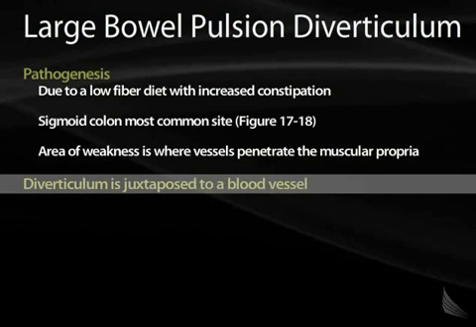Importantly, the diverticulum is juxtaposed to a blood vessel and can often bleed. So, for example, in diverticular disease, patients may often present with bright red blood per rectum, and the important thing to remember is that this is an arterial bleed.